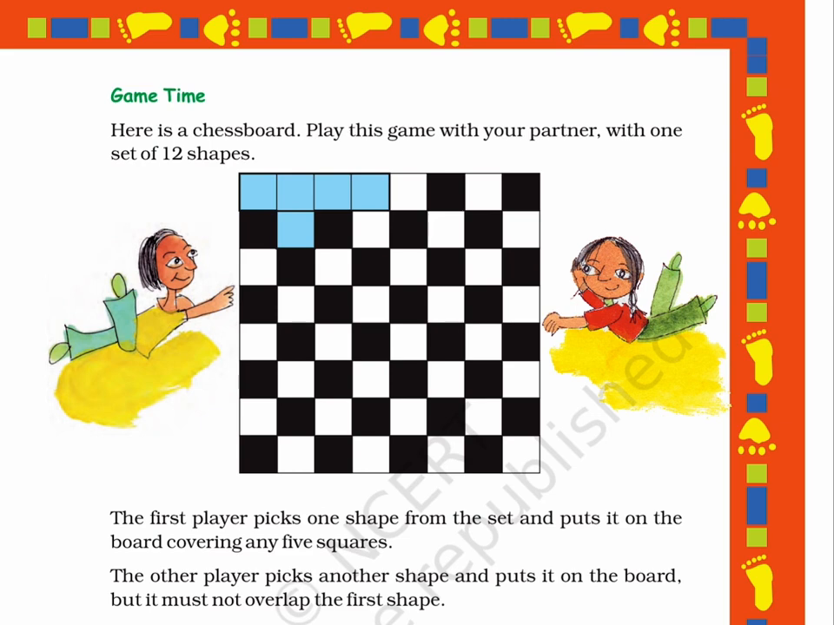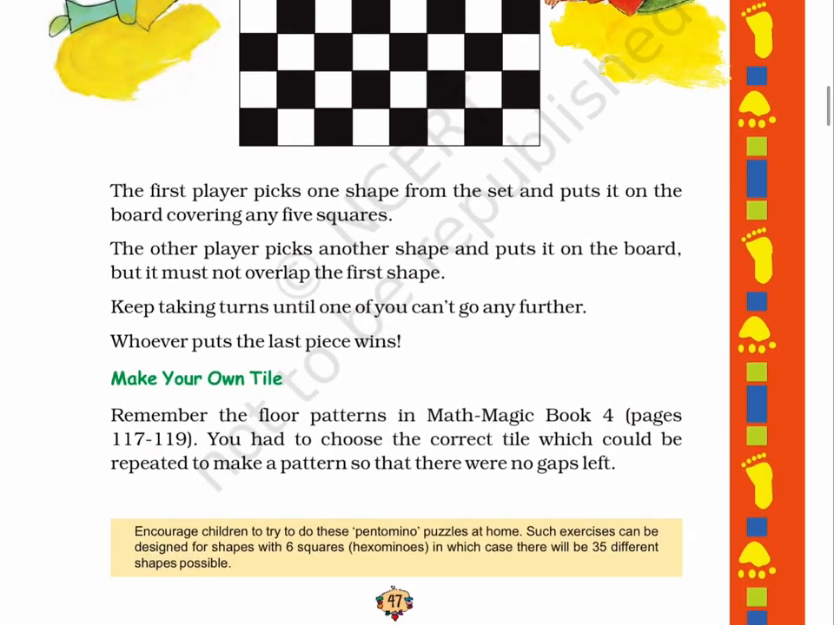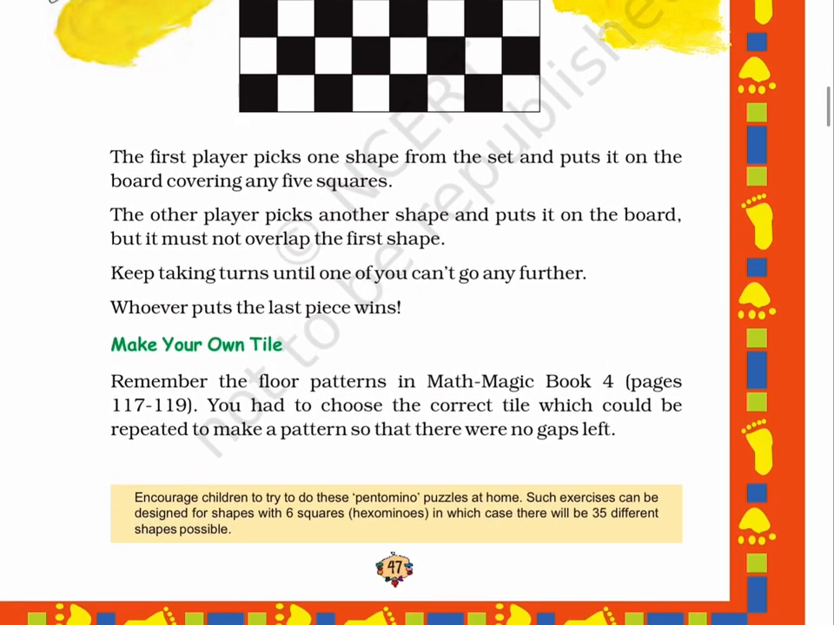Below this we see a chess board and 2 kids playing on it. The first player picks one shape from the set and puts it on the board, covering any 5 squares. The other player picks another shape and puts it on the board, but it must not overlap the first shape. Keep taking turns until one of you can't go any further. Whoever puts the last piece wins.